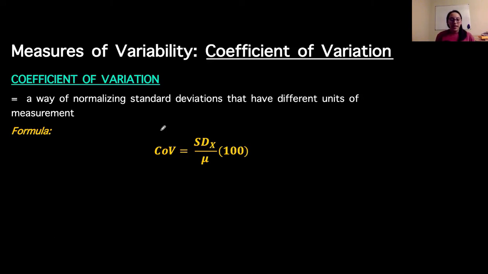But coefficient of variation is a way of standardizing or normalizing standard deviations that have different units of measurement. So if I was calculating a person's mass in comparison to their VO2 max, in comparison to ground reaction forces in walking, I don't know, right? I'm pulling these examples out of my butt, but you're going to get my point.